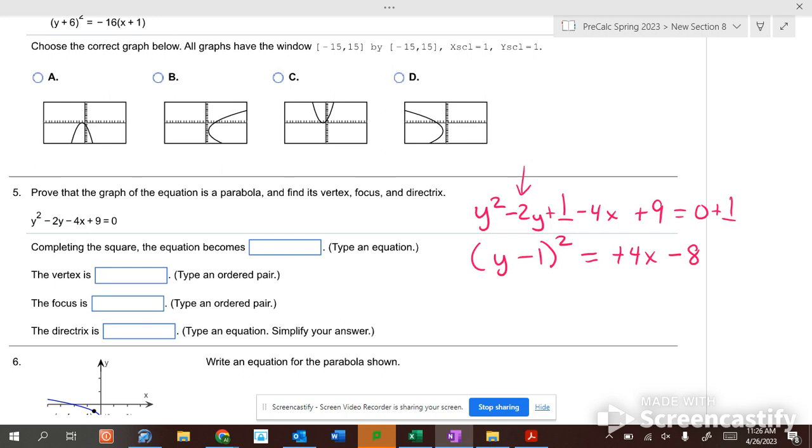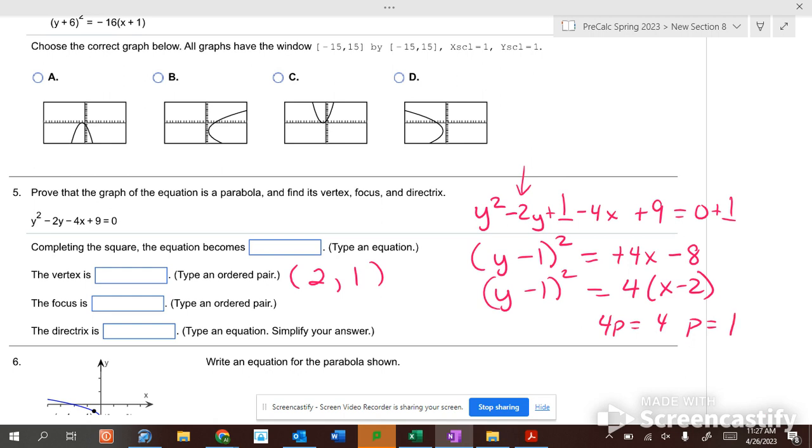Okay. Now, here I need to factor. What can I factor out of these two? 4 and 8. What goes into each? 4. And I get x minus 2. And now all of a sudden, there's my equation. Okay? So this is going to be a left-right one. Where's my vertex at? Positive 2, positive 1. If 4p equals 4, what does p equal to?